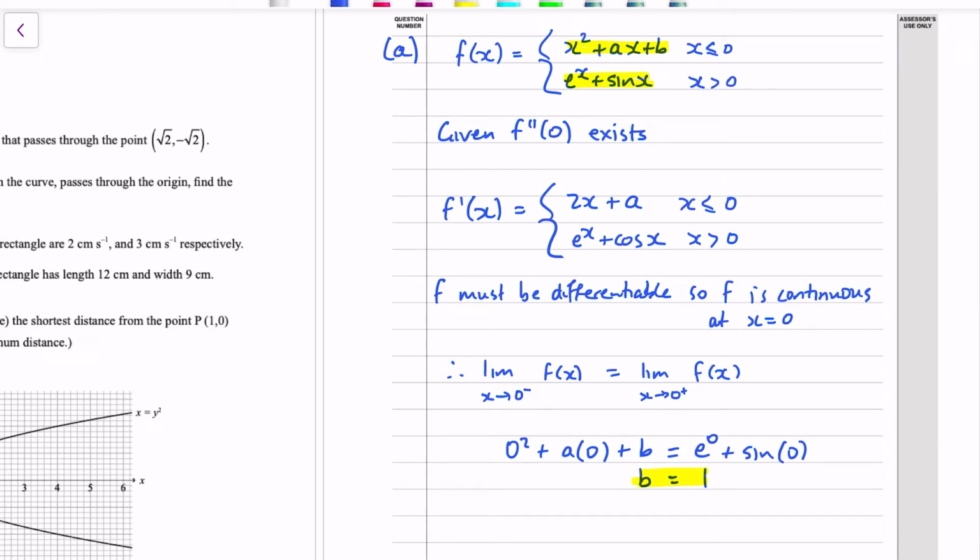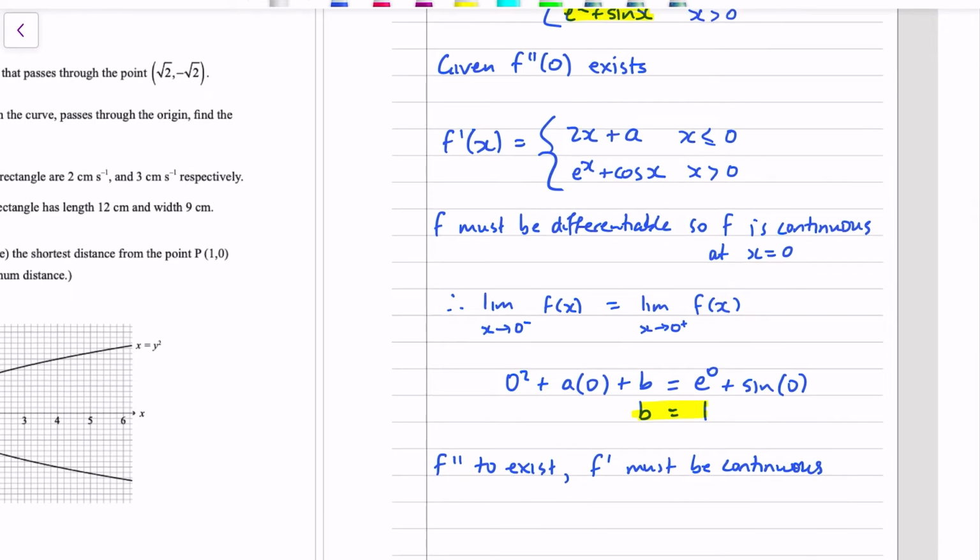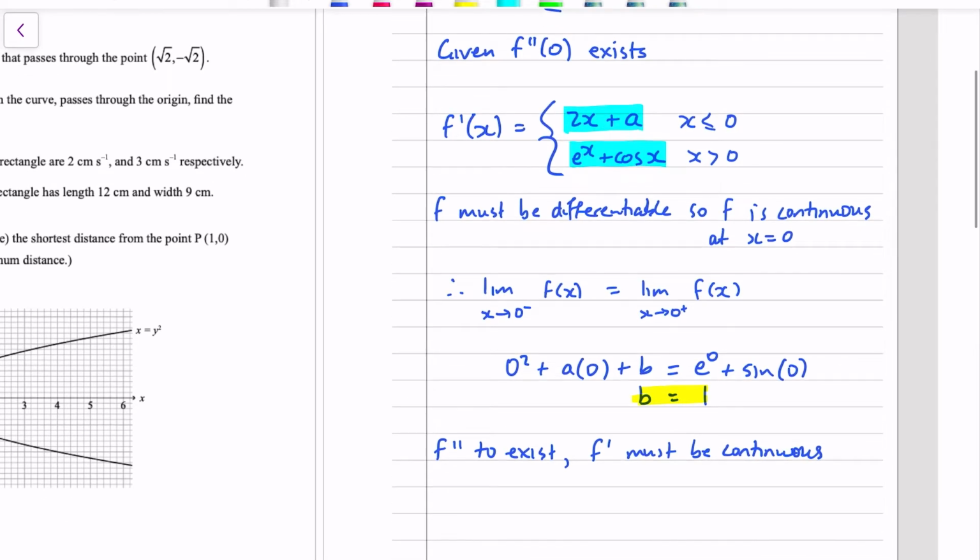And then we also want the second derivative to exist, f dash dash to exist. F dash must be continuous for the same logic. Okay, so if we now look at f dash, those two functions at x equals 0 must be equal. So we've got 2 times 0 plus a is equal to e to the 0 plus cos of 0. So we get a is equal to e to the 0 is 1, cos of 0 is 1, so a is equal to 2. So b is equal to 1 and a is equal to 2 apparently are the values that make this thing work.